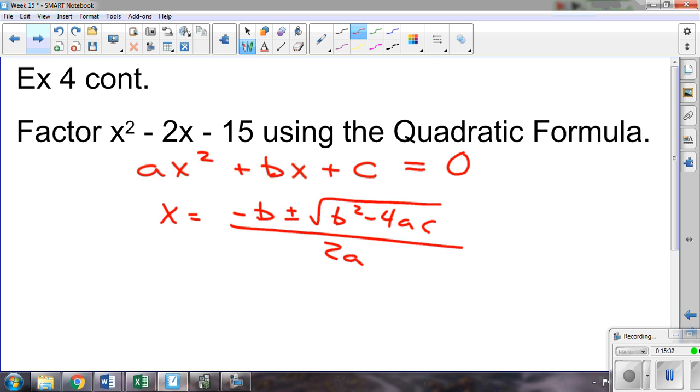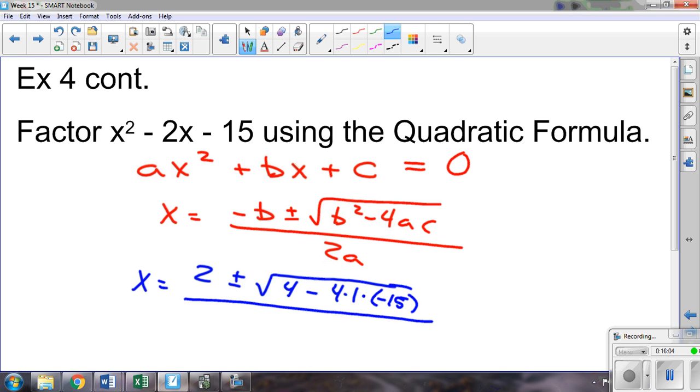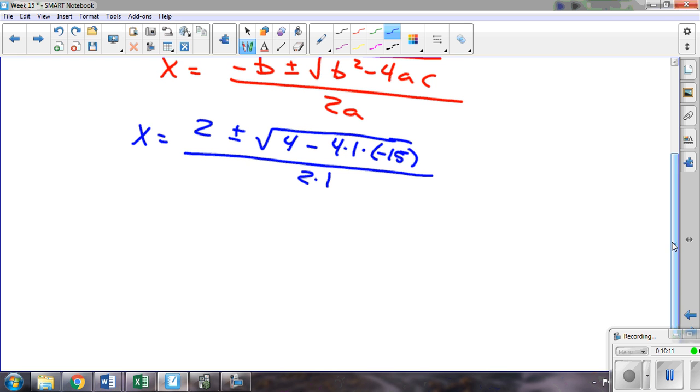And please tell me what we're going to plug in. x is equal to positive 2 plus or minus the square root of b squared. Negative 2 squared, that is negative 2 times negative 2 gives us positive 4. Minus 4 times a times c, c is negative 15, all over 2 times a. Thus, this would simplify to negative 2, not negative 2, it's positive 2. Positive 2 plus or minus the square root of 64 all over 2.